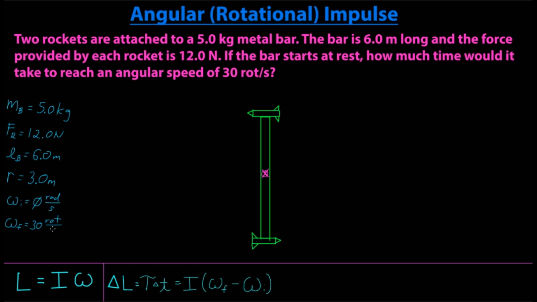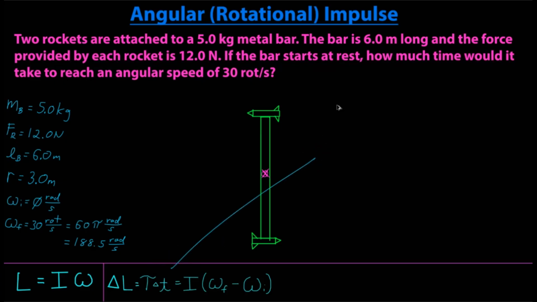Final angular velocity is 30 rotations per second, which is 60 pi radians per second, which can also be written as 188.5 radians per second. And since we're about to use the impulse equation, we do have to be in SI units here. And mostly because torque is force perpendicular times radius.